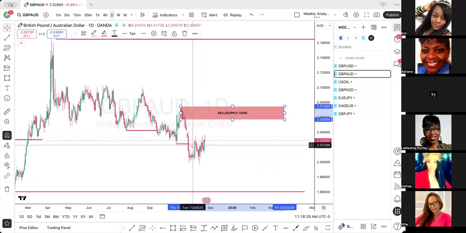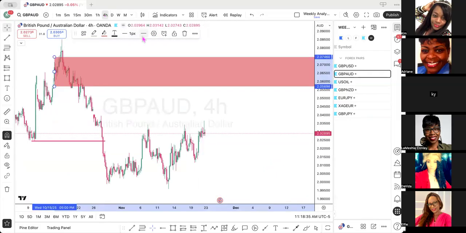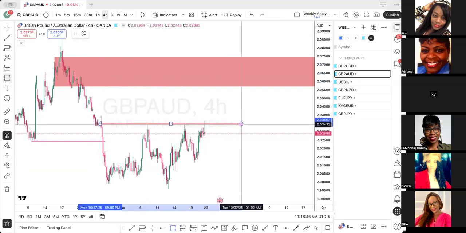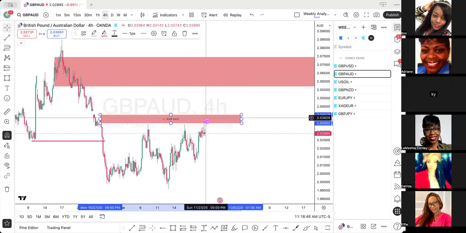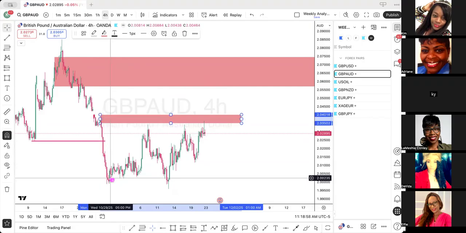As of right now, I don't see the structure to look for the buy. Let me see on the 4 hour. So this was the last structure here. This was the supply zone. Price tapped into it. So price could possibly start shifting to the downside, just based off of this internal structure right here.